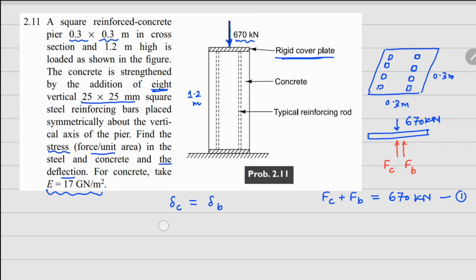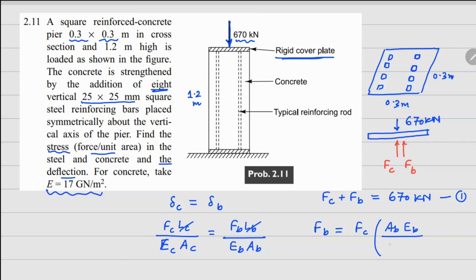So the deformation can be written with the help of Hooke's law. So force in this member times length divided by elastic modulus and area, and this is going to be valid for both the concrete as well as your steel bars. Now length is same for both of them, so we can cancel out. So we can have a relationship for your FB in terms of FC as AB EB divided by AC EC. Now the elastic modulus is known for both of them.